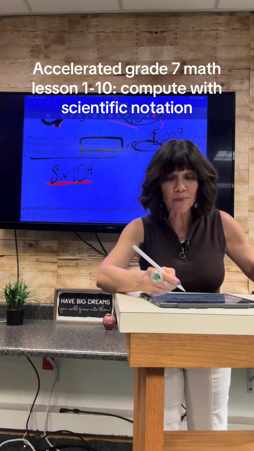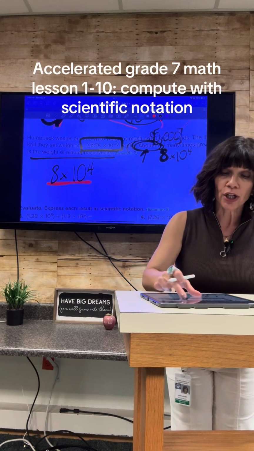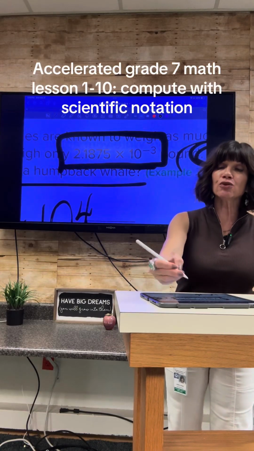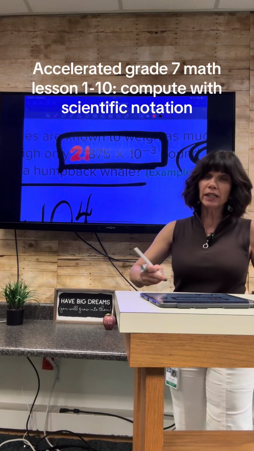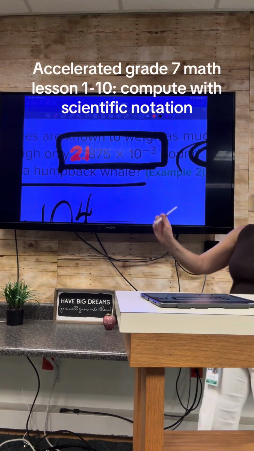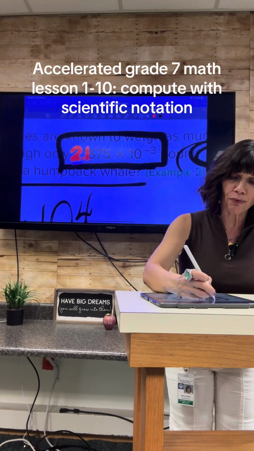Approximate. When it says about, we want approximate. So let's go to this number, 2.1875. Let us round it to the nearest whole number. So let's only look at 2.1. Underline the 2. Draw your arrow to the right.